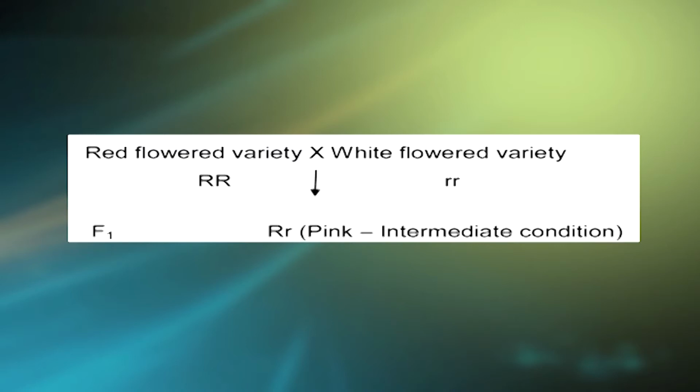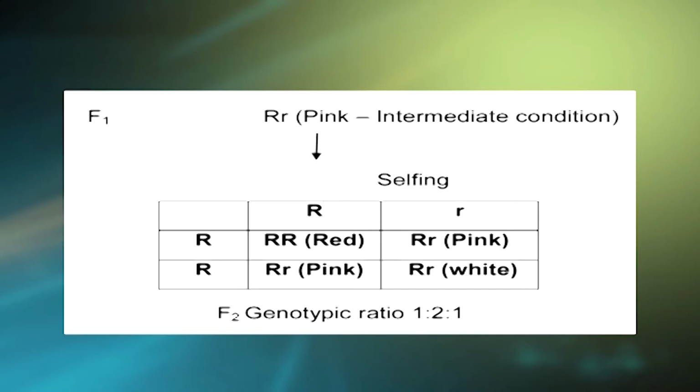The genotype is capital R, small r. The F1 progeny is intermediate between the two homozygous parents, that is red and white. This type of inheritance pattern is known as incomplete dominance. When the F1 pink flowered varieties were self-pollinated, they produced red, pink and white flowered plants, and the segregation is in the ratio 1:2:1 in the F2 generation.